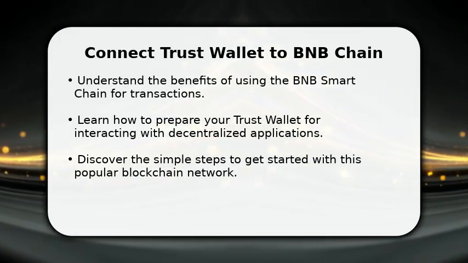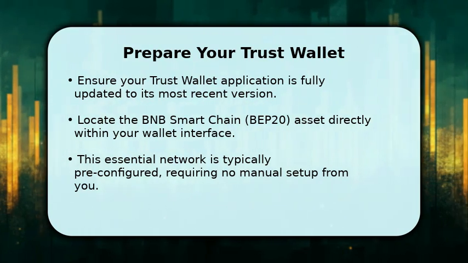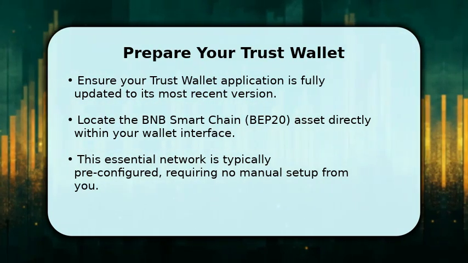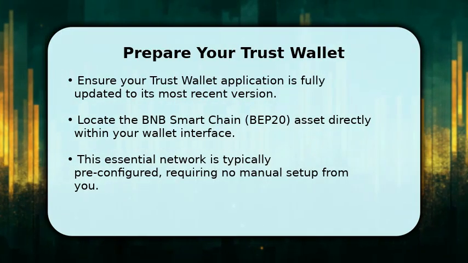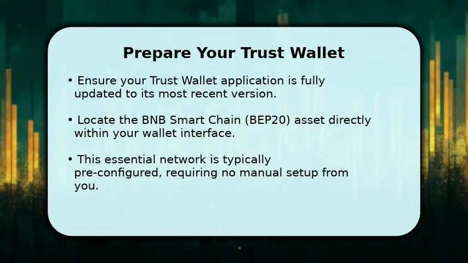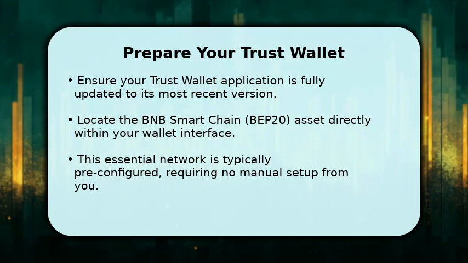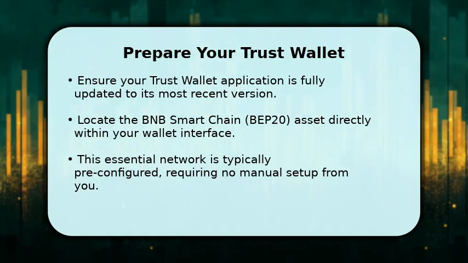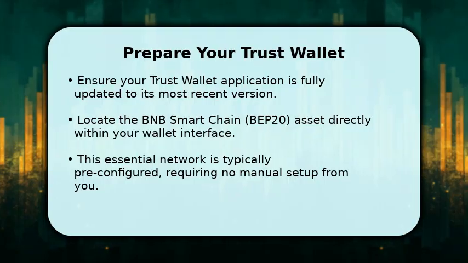Let's dive right in. To begin, make sure your Trust Wallet application is completely up to date. The good news is that the BNB Smart Chain, also known as BEP20, is usually pre-configured within Trust Wallet. This means you typically do not need to manually add network details. Simply open your wallet and look for the BNB Smart Chain asset. It should be readily available, making your initial setup incredibly straightforward and user-friendly.